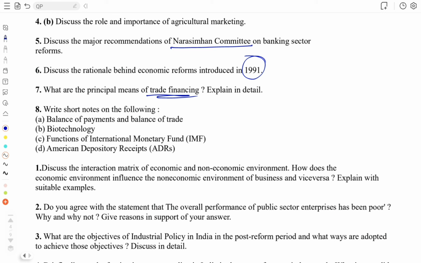There are three types of ADRs: level 1, level 2, and level 3. Level 1 is kind of like over the counter trading. Level 2 is required for annual reports. So if it is a level 2 ADR, then you have to show it in your annual reports. Level 1 is not required. And level 3 is again traded on the US stock exchange. So those are the ADRs.